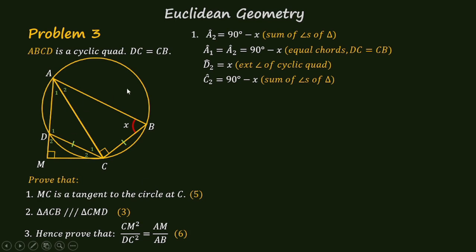I found A1 to be 90 degrees minus X. Therefore, the two angles that I was interested in are equal in size. C2 equals A1. They are both equal to 90 degrees minus X. Therefore, I can claim that MC is a tangent to the circle at C from the converse tan chord theorem.